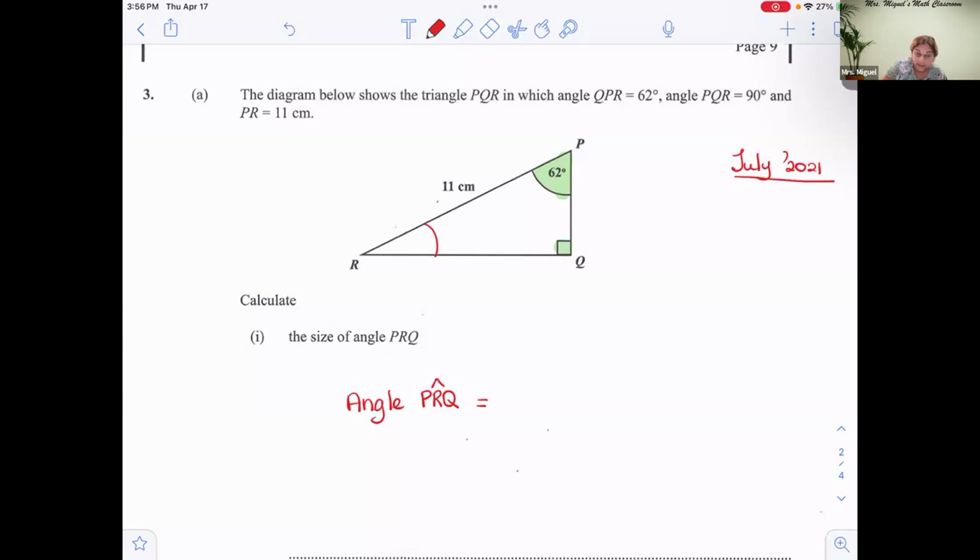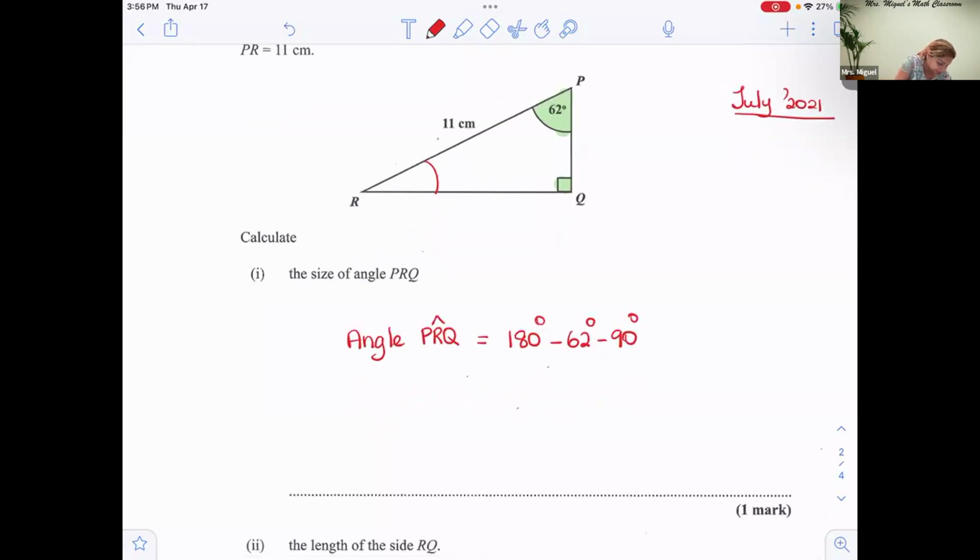All right, so the sum of angles in a triangle is 180 degrees. So 180 minus 62 minus 90 degrees is your answer. This is 28 degrees. All right, 28 degrees for 1 mark. Really and truly, that wasn't bad at all. All right, then we have the length RQ.